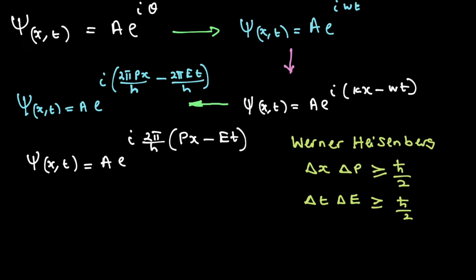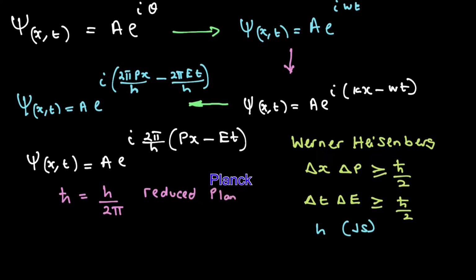So what is the unit of h? Unit of h is joules seconds. So h has a unit which is joules seconds. And that meant here joules seconds, so that's good. But what is h bar? Well, h bar is reduced Planck constant, which is h over 2 pi. So that's called reduced Planck constant.